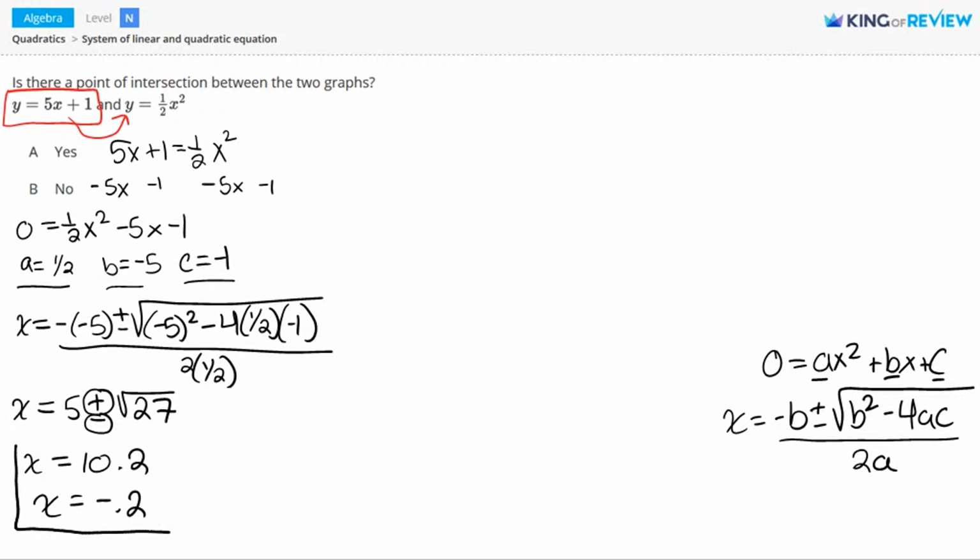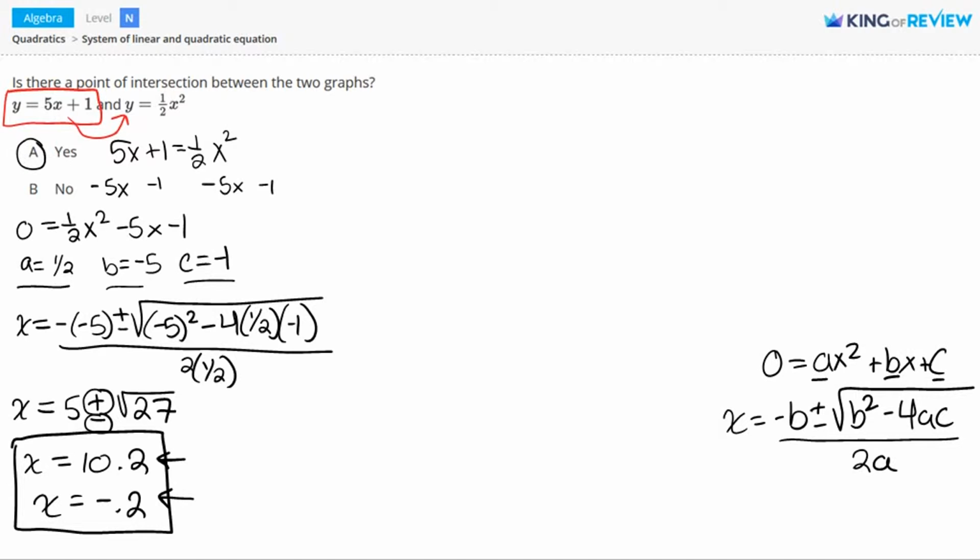So notice we have two values for x here, and these are real numbers. So this means that there is a point of intersection between these two graphs. In fact, there are 2 points of intersection because each of these x values represents the x-coordinate of a point of intersection. So there are in fact 2 points of intersection because we are getting two real numbers for the answer here. So letter A is correct.